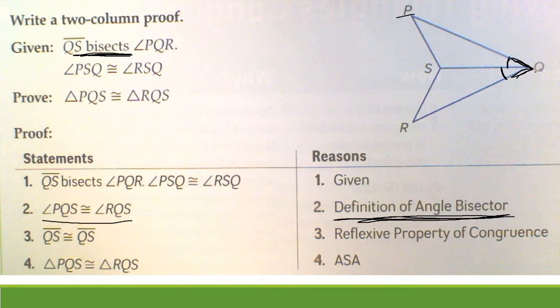PQS, which is this angle right here, is congruent to RQS, which is this angle right here, because of bisector, because it's been cut in half. So that gives them an angle that matches.